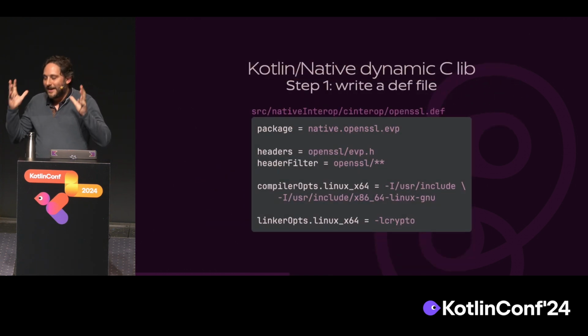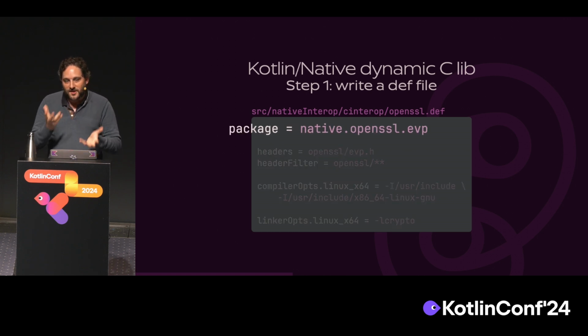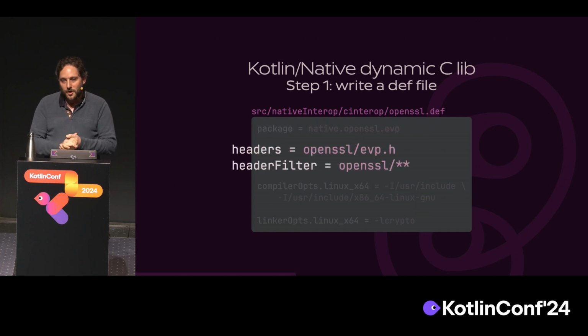Okay, so now that I've decided all that, I write my Kotlin Native C-interop definition file. So, how does it work? You write this definition file, you put it inside the src/nativeInterop/cinterop folder, and what does it say? Well, it will generate some code for you. That code will be in this package. It will generate some code from that header.